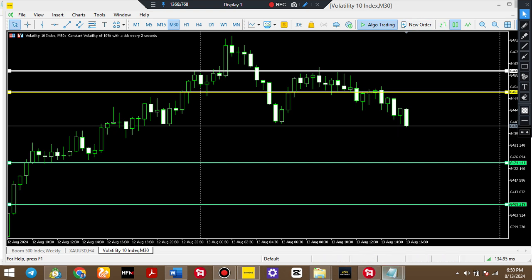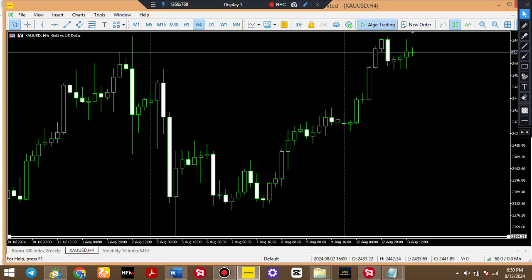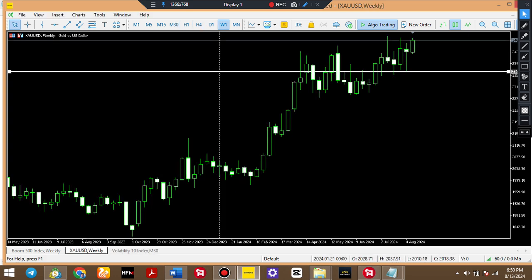So this week, based on the pullback price we're going to be making on the weekly time frame, we can leverage on that on our lower time frame. Is that clear? So to tell you that this doesn't happen only on synthetic indices, even on forex pairs you can also do the same thing. Now this is on gold. So let's do the same thing to gold.